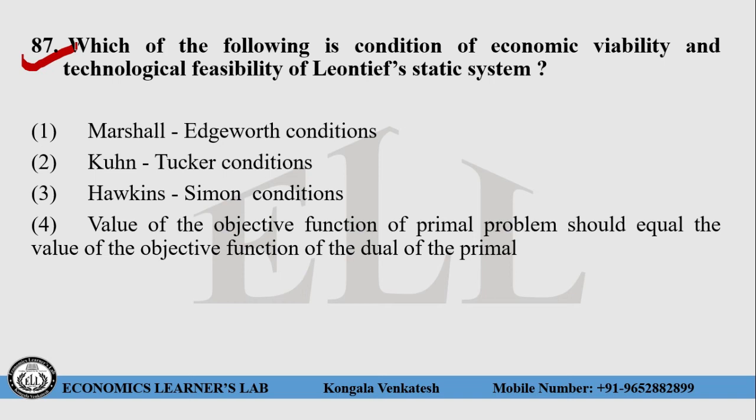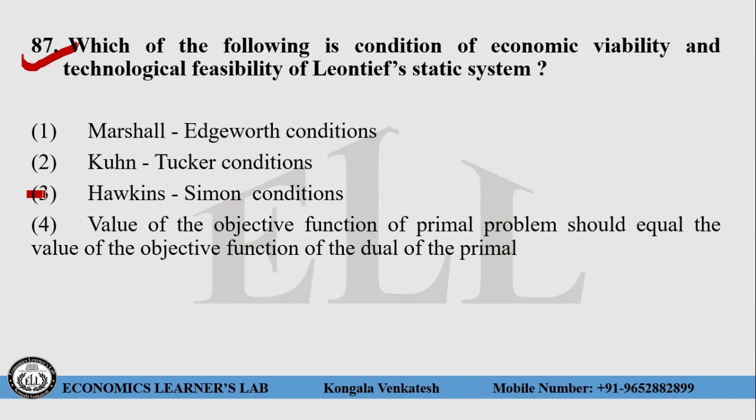Okay, time up. Let us see. Which of the following is condition of economic viability and technological feasibility of Leontief static system? Choice number 1, Marshall-Edgeworth conditions. Choice number 2, Kuhn-Tucker conditions. Choice number 3, Hawkins-Simon conditions. Choice number 4, value of the objective function of primal problem should equal the value of the objective function of the dual of primal. So here the right answer for this question is choice number 3, that is Hawkins-Simon condition.